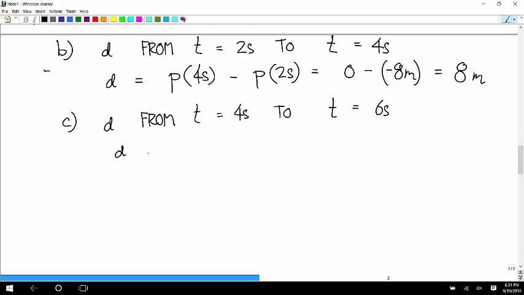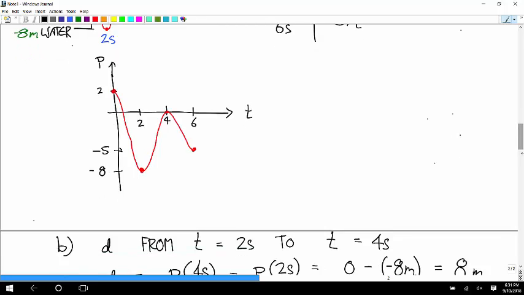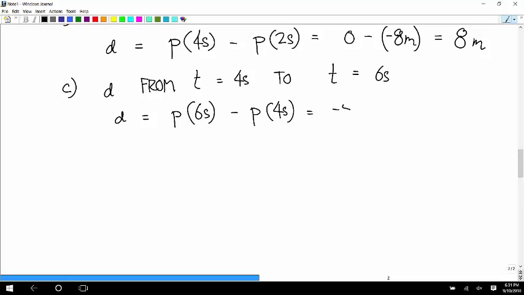Okay, so the displacement is the position at 6 seconds minus the position at 4 seconds. So that is -5 meters minus 0, and you get -5 meters. Any questions about that?